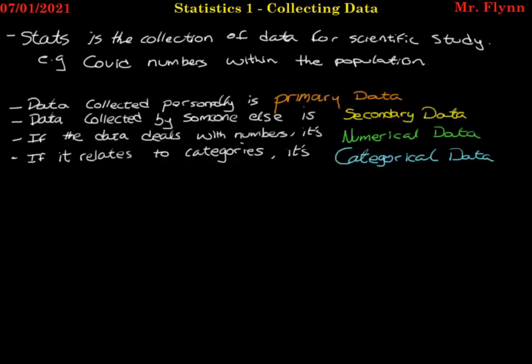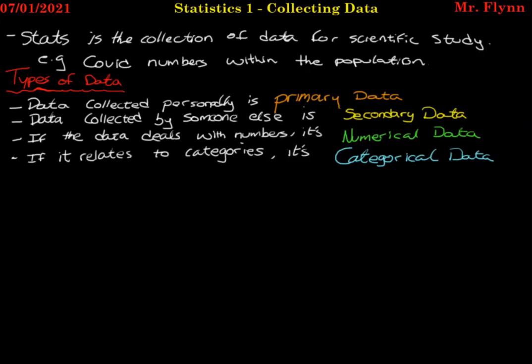So if we have a look here at various different types of data, all right, we have two main different types, which is further divided down again. Okay, so any data that you personally go out and collect yourself and gather yourself is what's referred to as primary data, and any data that you're using that somebody else has generated is known as secondary data. So you've got primary data collected by yourself, secondary data, somebody else has done the work for you. Within that whole umbrella of data, there's two further categories. If it deals with numbers, so number of cars passing the road, it's numerical data. If it relates to categories, so favorite color, favorite sport, subjects that you study in school, categorical data.